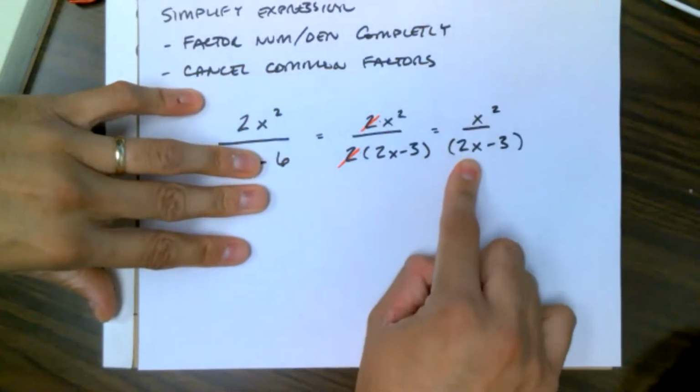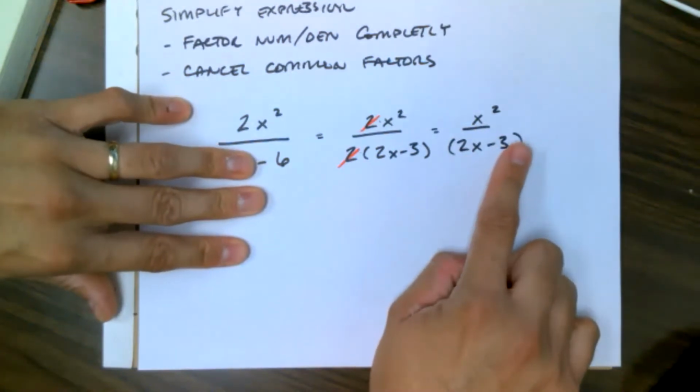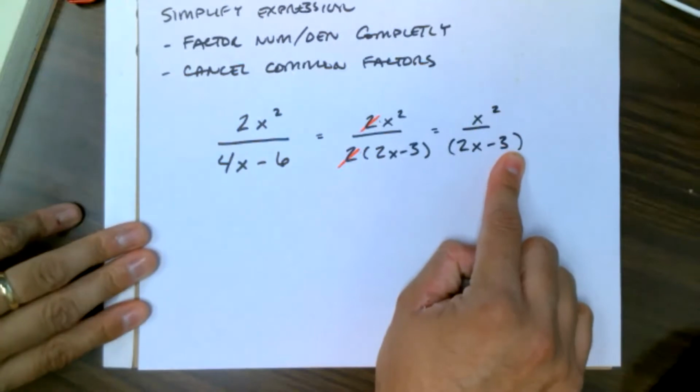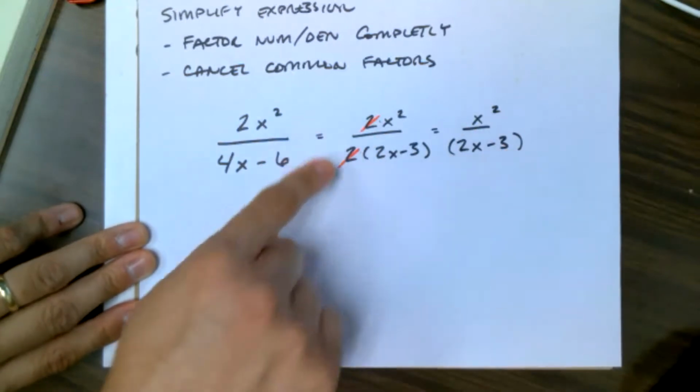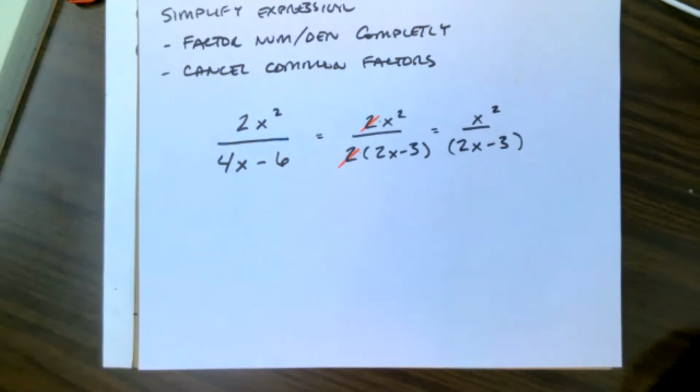And the reason you can't cancel the x's out is because there's a minus 3 over here. You'd have to have an x on that 3 as well, okay? If we had that, then we would have canceled an x out of the whole thing. We'll do that on the next example. I'll show you what I'm talking about.